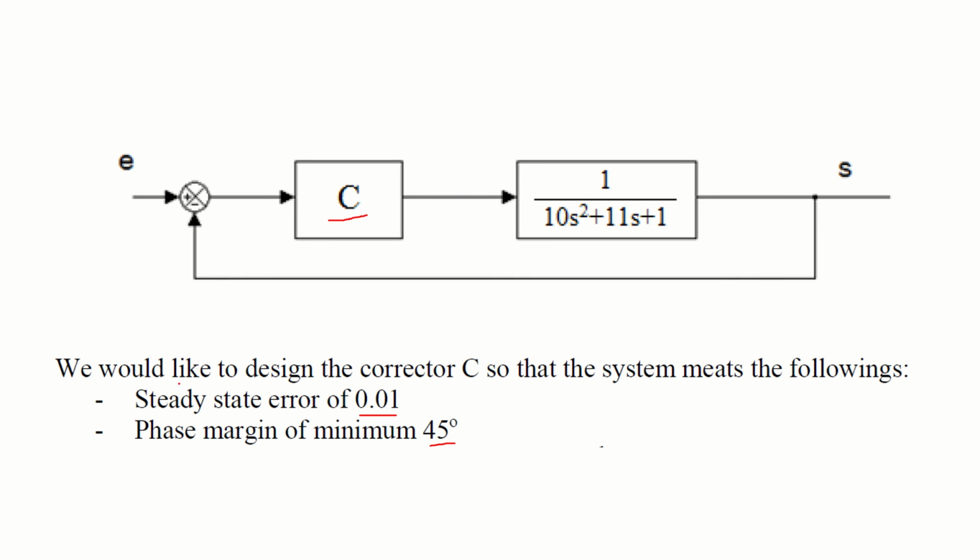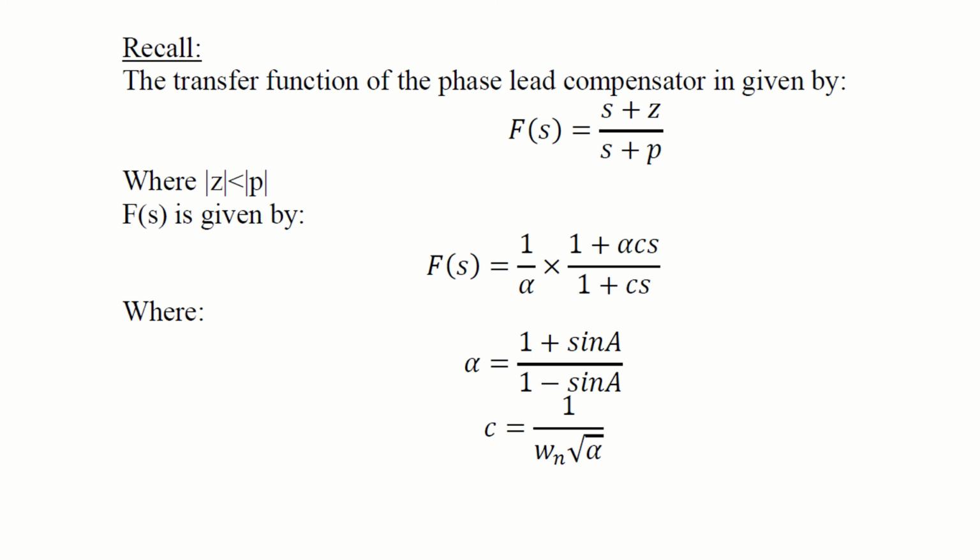Of course, in order to make a steady state error of 0.01, we need to have a corrector K, which is here. And in order to have a phase margin of 45 degrees, we will see what we'll do. So we will introduce now something which is called a phase lead compensator.